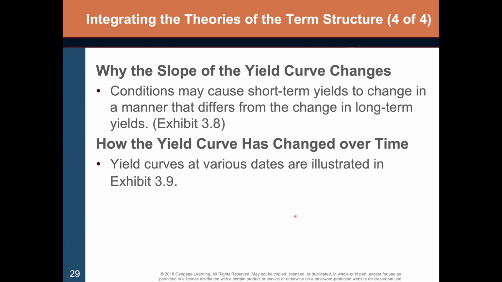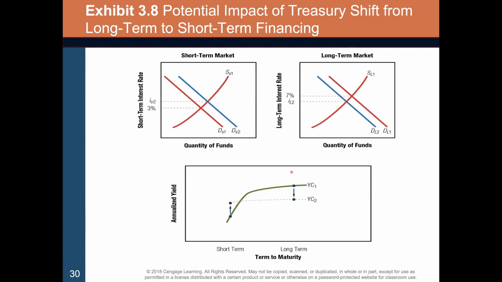So why does the slope of the yield curve change? Conditions may cause short-term yields to change in a manner that differs from the change in long-term yields. And we'll look at Exhibit 3.8 here in just a second. So how does the yield curve change over time? And we'll look at 3.9 as well. Yield curves at various dates are illustrated there.